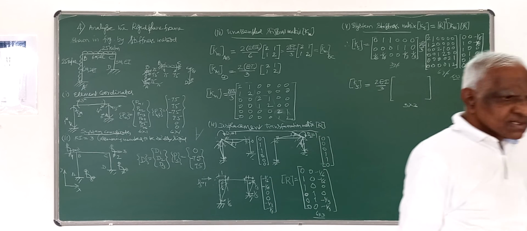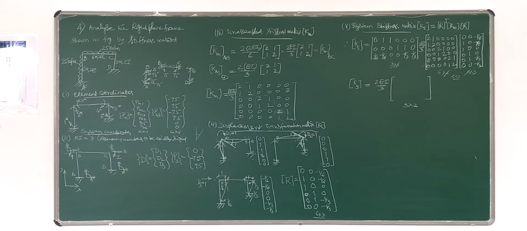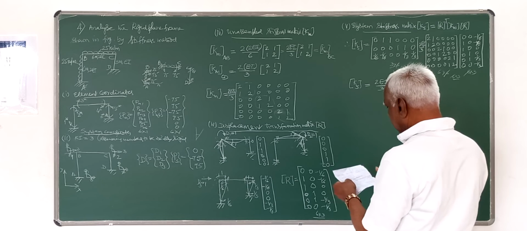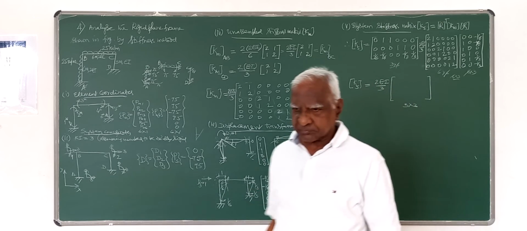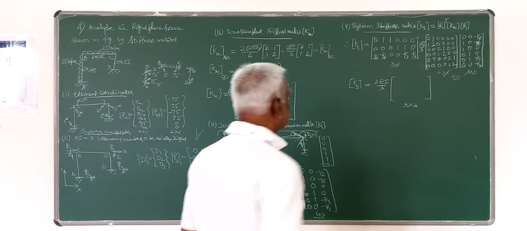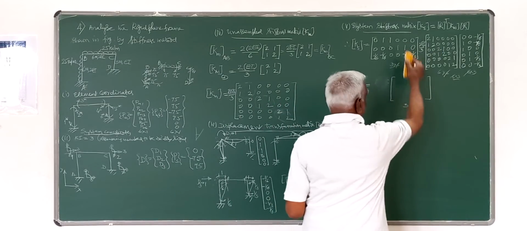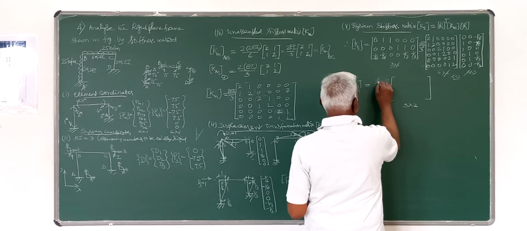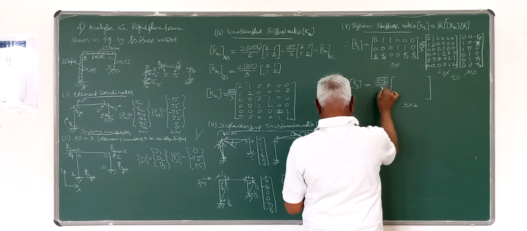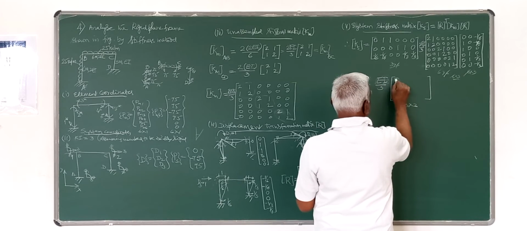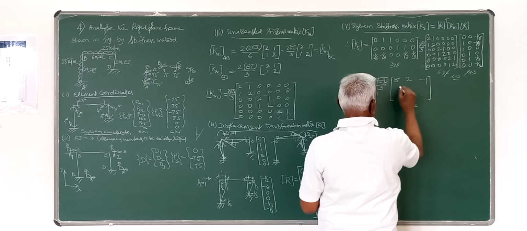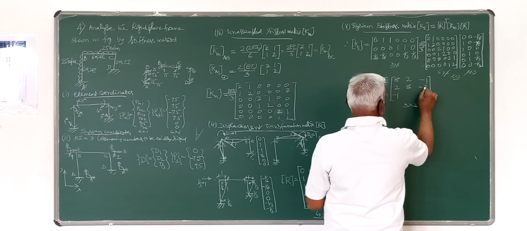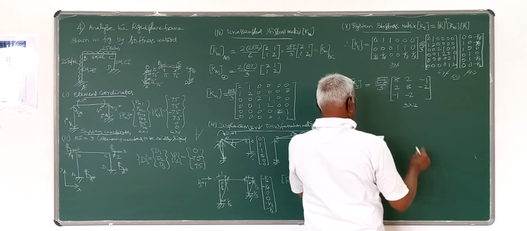So I have the result. Straight away we will take it. So that Ks value you are going to get as, of course after simplification, I will get some common factors which I can take out. So I will get here EI by 3 into 8, 2, minus 1, because it is symmetric, then 8, minus 2, then 5 by 3.